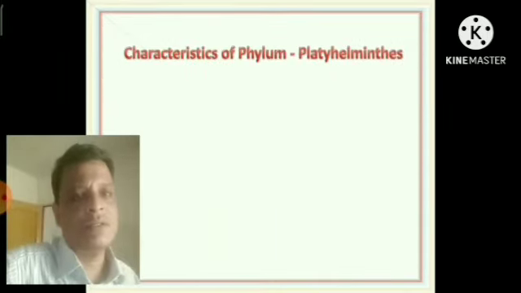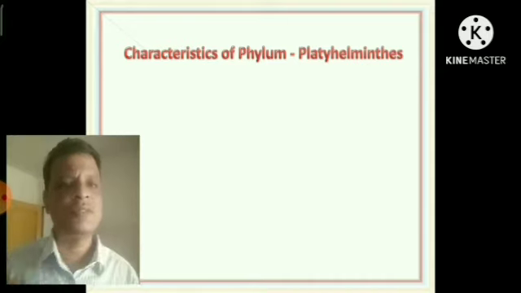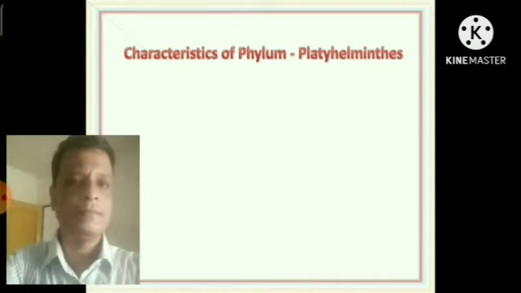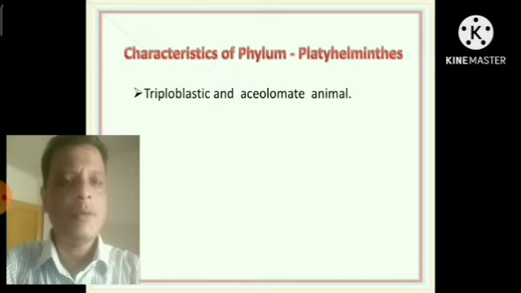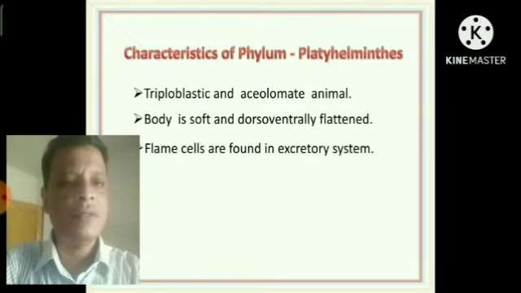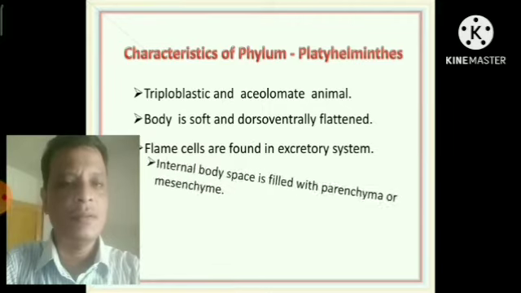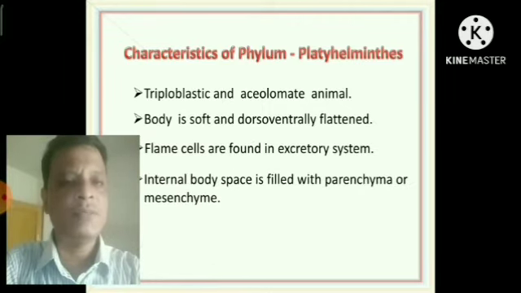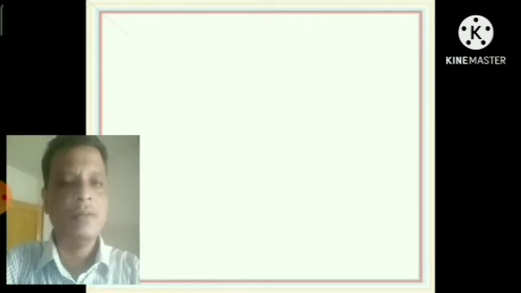Now let's discuss some important characteristic features of the phylum Platyhelminthes. Number one, they are triploblastic and acoelomate animals. Number two, the body is soft and dorsoventrally flattened. Flame cells are found in the excretory system. The internal body space is filled with parenchyma or mesenchyme.